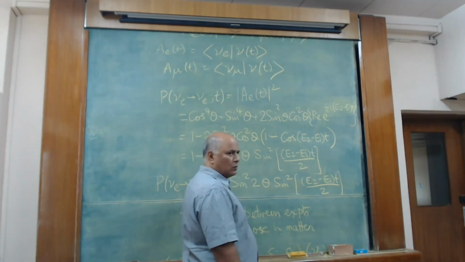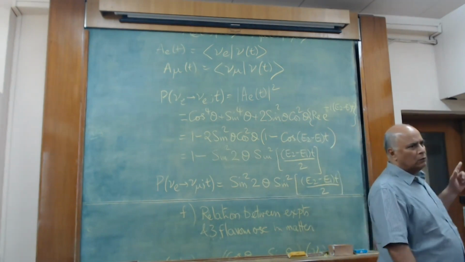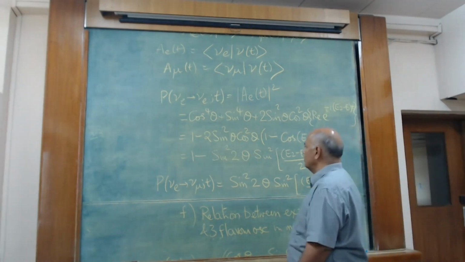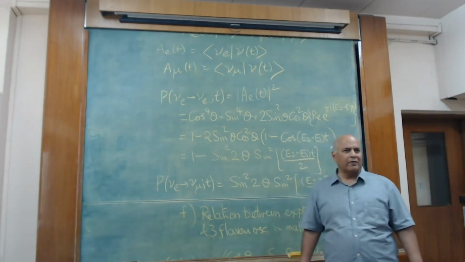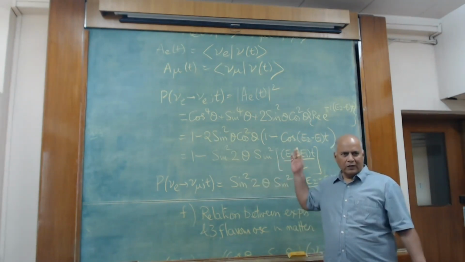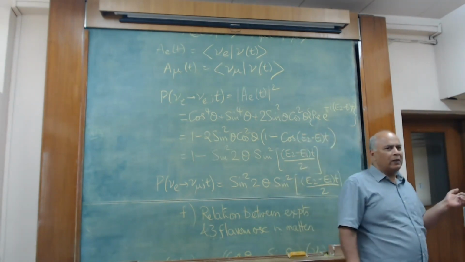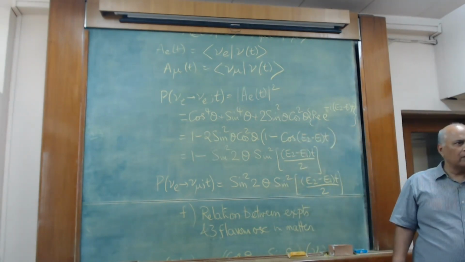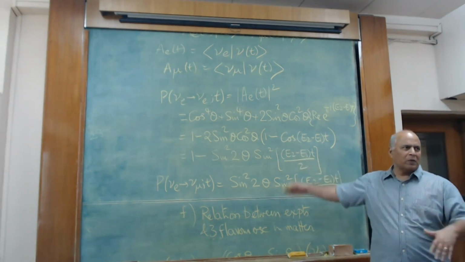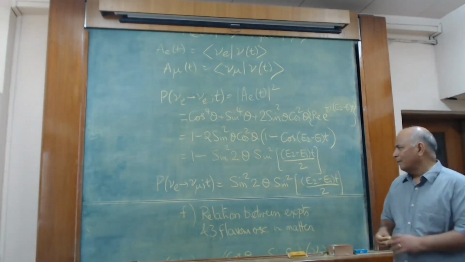And of course, there are only two possibilities. Nu e remains nu e or nu e oscillates into nu mu. So these two probabilities, if I add, I will get 1. This is of course a consequence of my transfer matrix being orthogonal. If my transfer matrix had not been orthogonal, then this probability conservation would not have happened.